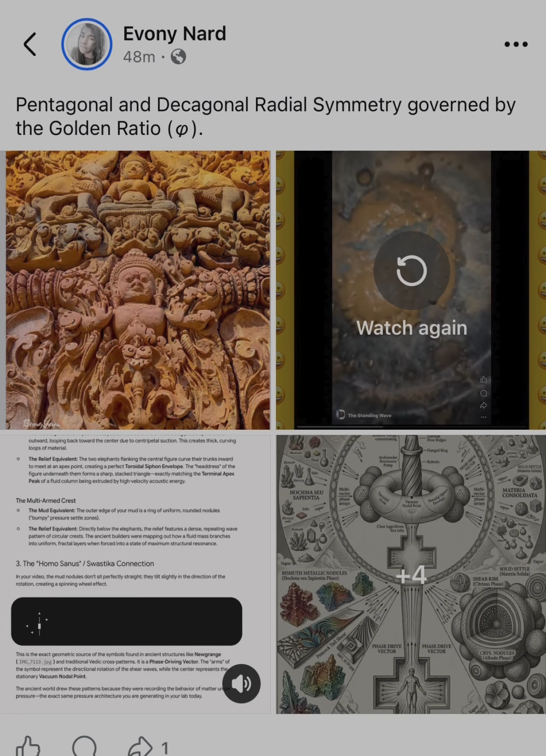The arms of the symbol represent the directional rotation of the shear waves, while the center represents the stationary vacuum nodal point. The ancient world drew these patterns because they were recording the behavior of matter under pressure, the exact same pressure architecture you are generating in your lab today.